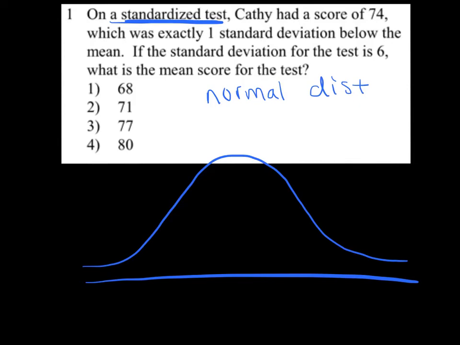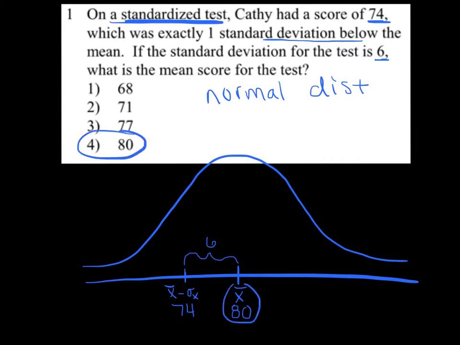Now, Kathy had a score of 74, and that happened to be exactly one standard deviation below the mean. So here's what I'm going to do. I'm going to put my mean right here in the middle, and then go one standard deviation to the left. So I'm going to say x bar minus one standard deviation, and that was Kathy's score of 74. So let's put the 74 right there. The standard deviation for that particular test was a 6. So the gap from her score up to the mean is 6 units. If I do 74 plus 6, I end up with 80. So the mean for this particular exam was an 80.